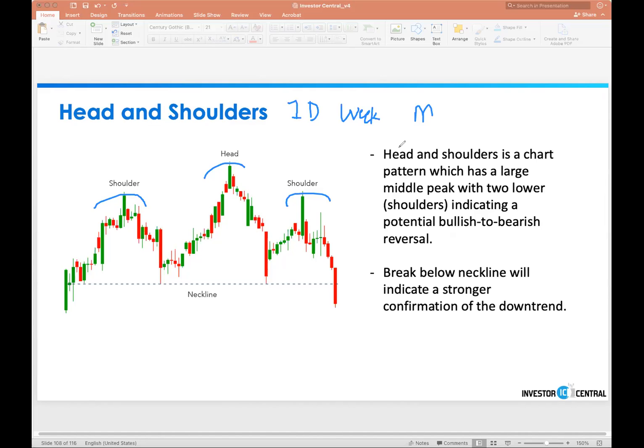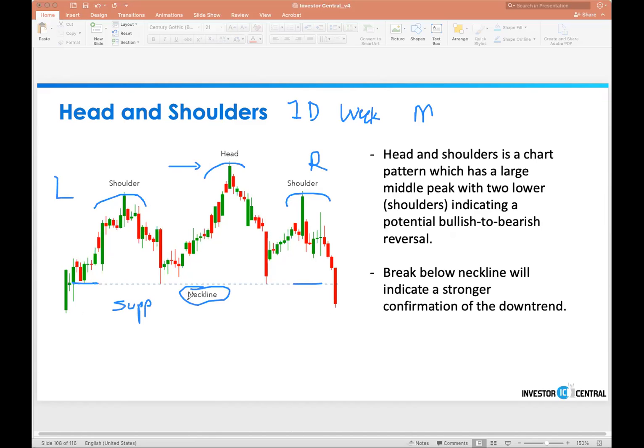So like I said, the left shoulder, the head, which is the middle peak at its highest price point, and then the right shoulder. When you're looking at this in hindsight, you just see, oh wow, obviously that's head and shoulders. You see the obvious lower left shoulder, the middle highest head, and then the lower right shoulder, and then a break of the neckline. This is what's called a neckline, also known as a level of support.